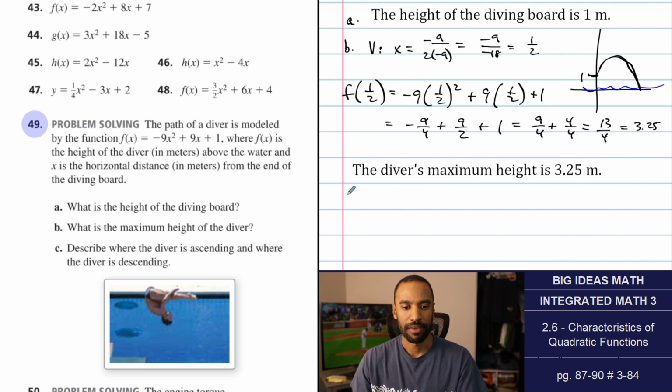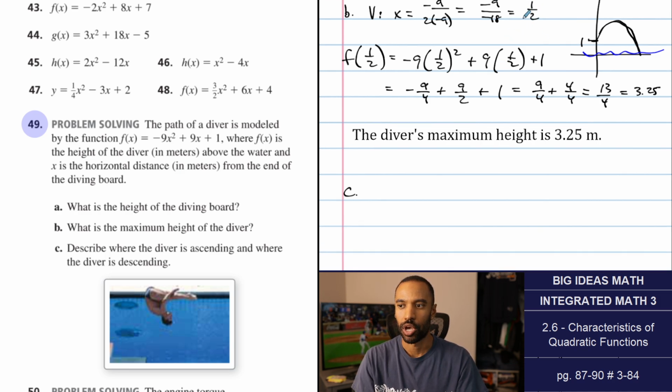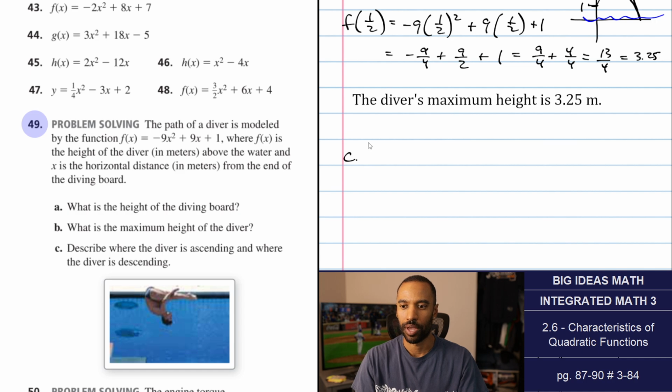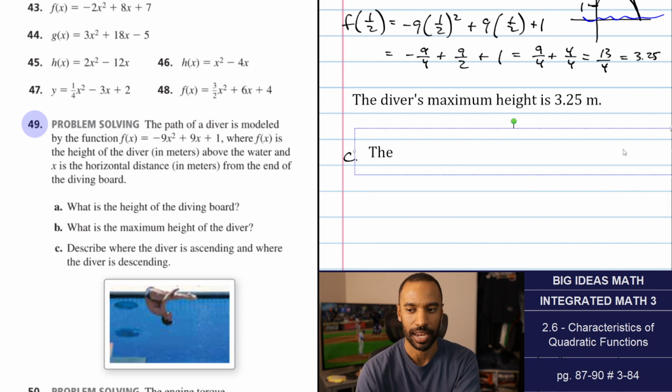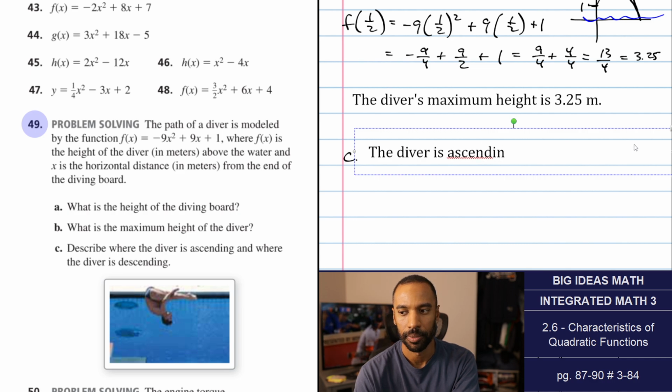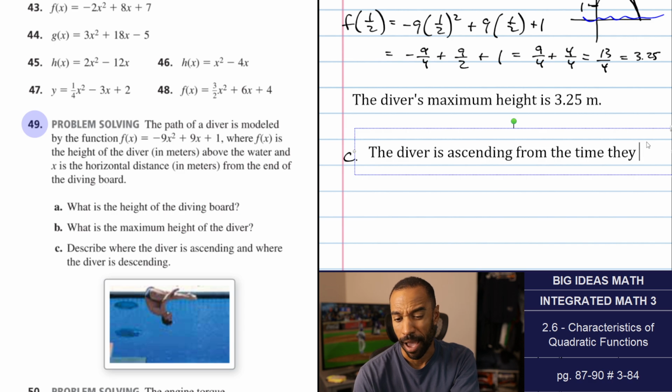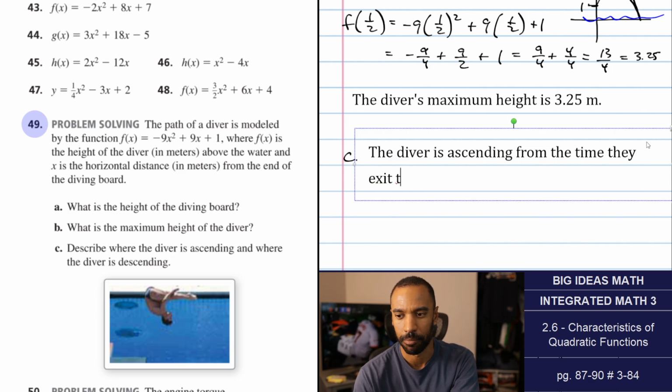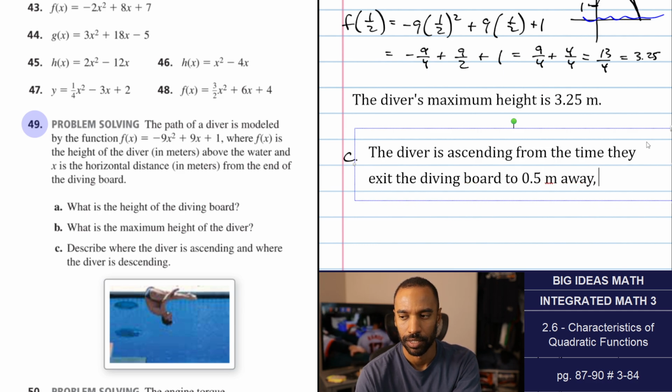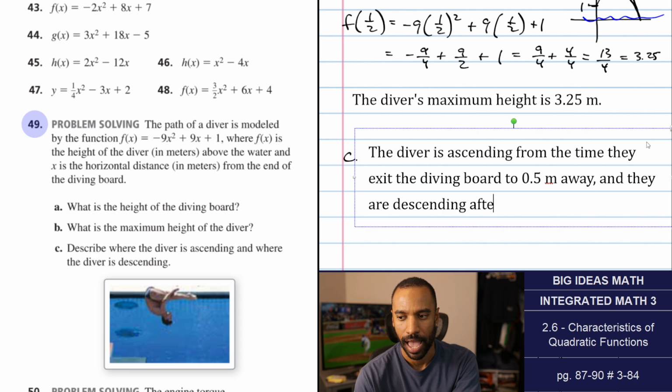Part C, describe where the diver is ascending and where the diver is descending. So this is about the x value of the vertex, this 1/2 here. So the 1/2 is also 0.5, right? And I'll write this in words this time. The diver is ascending, so going up, from the time they bounce off the diving board, exit the diving board, to 0.5 meters away, and they are descending after 0.5 meters away from the diving board, right?